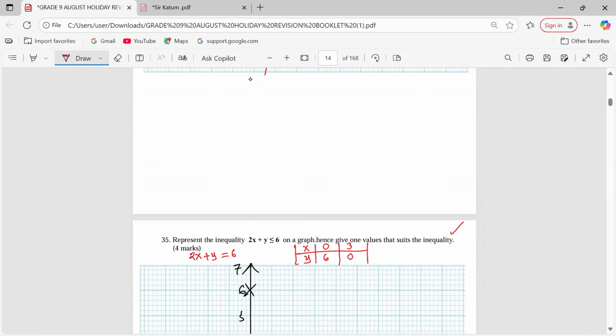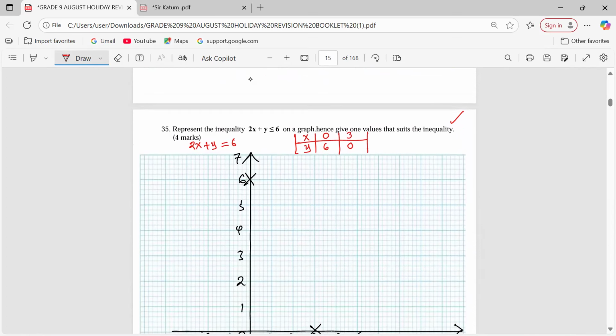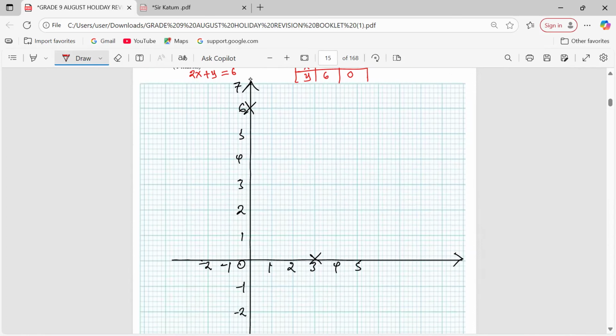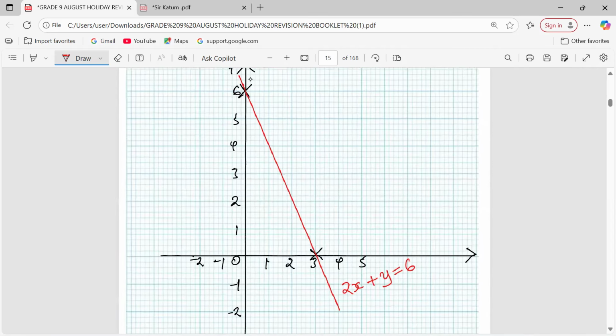When you check the inequality, because of the sign, less than or equal to, it is supposed to be a complete line to represent the inequality. So this inequality will be represented by a complete line, 2x plus y equals 6. That's the line which represents the inequality.